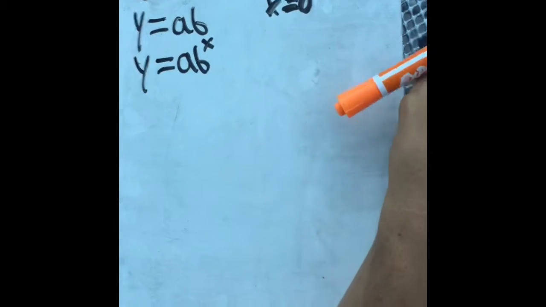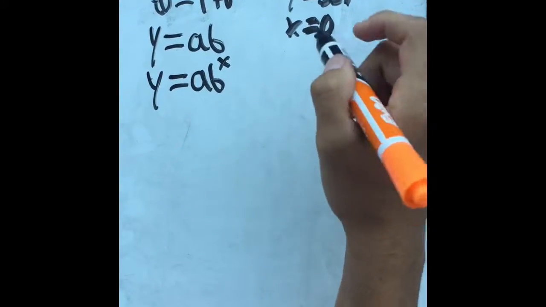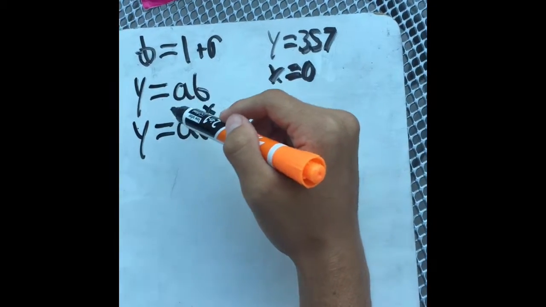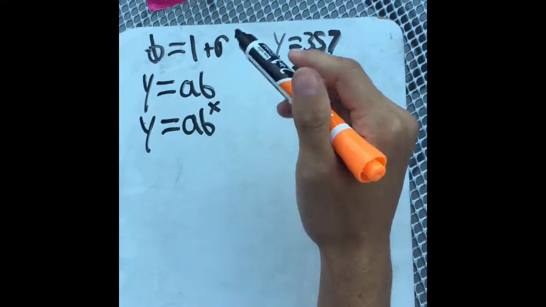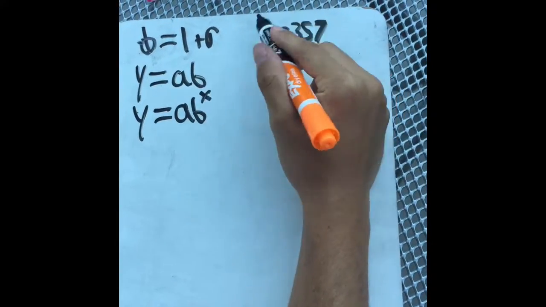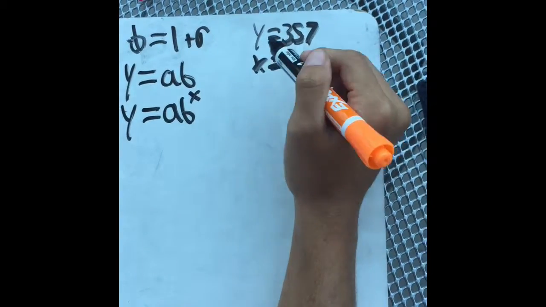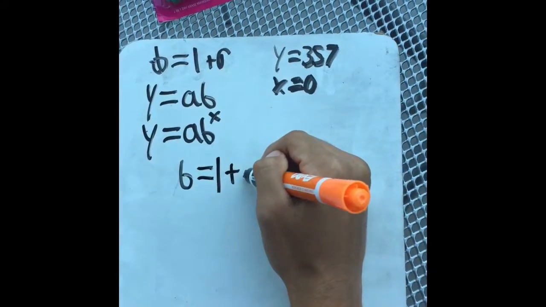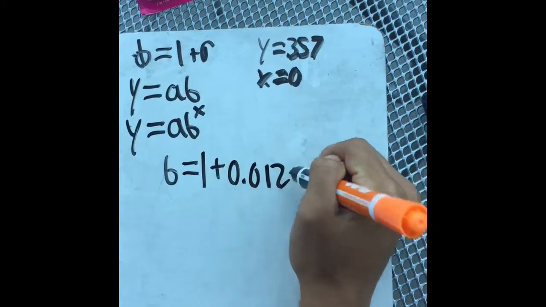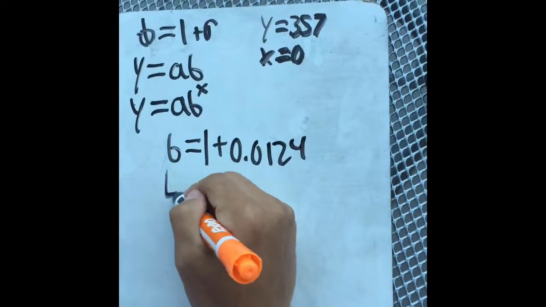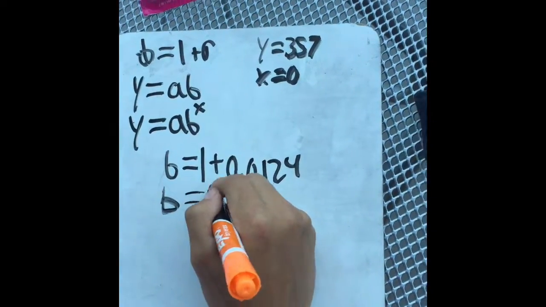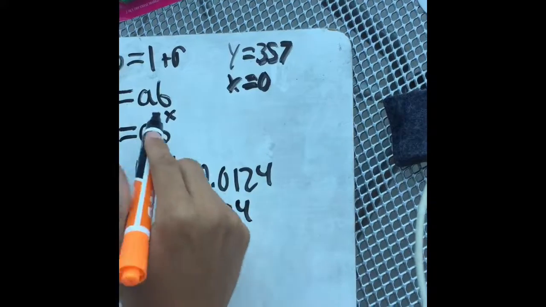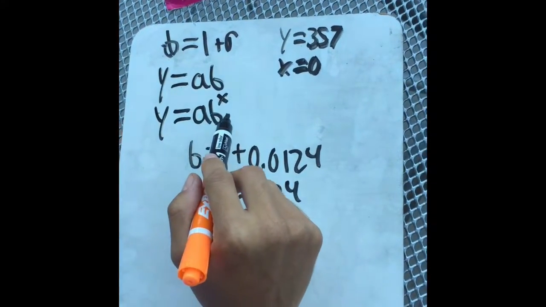Secondly, we will be doing growth factor and writing a function. For this, we will use the formulas b equals 1 plus r, y equals a times b, and y equals a times b to the power of x. And our y equals 357 and our x equals 0. So for our b, we would do b equals 1 plus 0.0124, and then this would just be regular adding, so it would be 1.0124. Then we would move on to our next formula, which is y equals ab to the power of x.